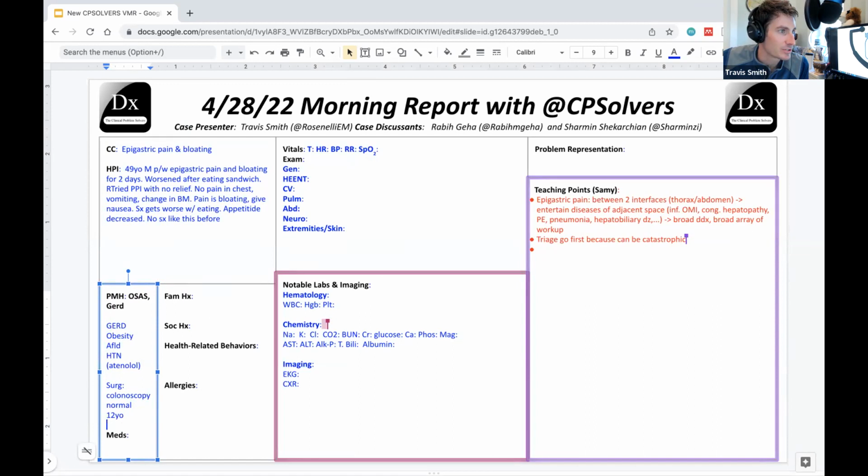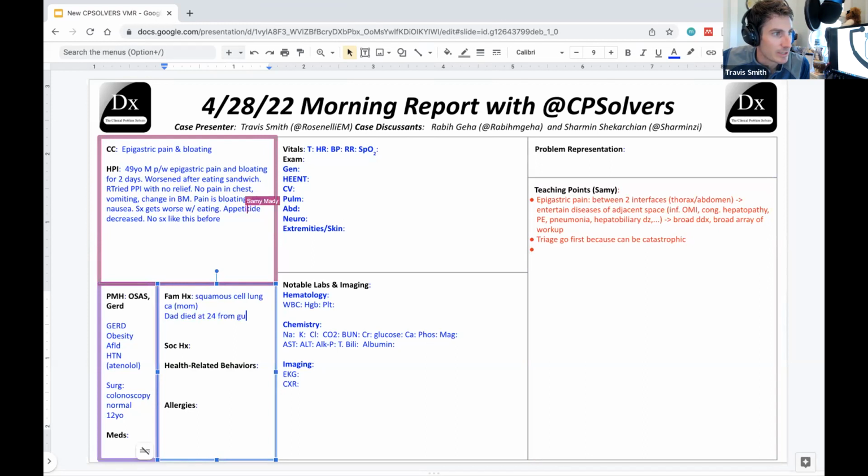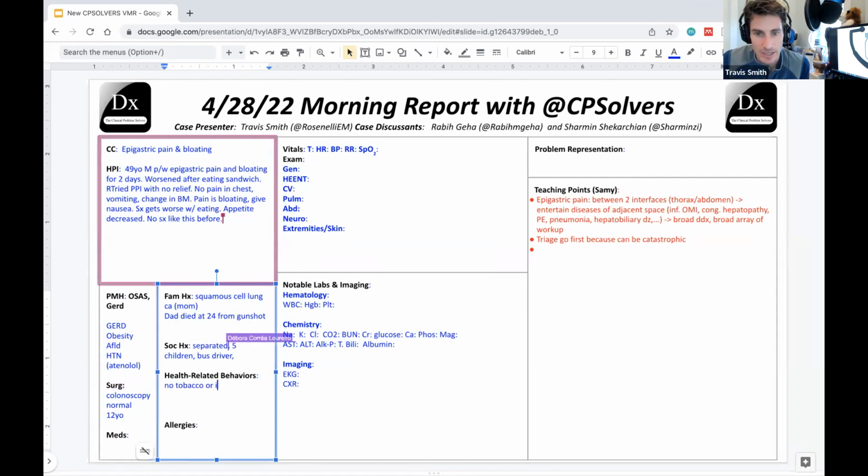Family history is just squamous cell lung cancer in his mother, and his father died at 24 from a gunshot wound. Social history: he's separated, 5 children. He works as a school bus driver and denies tobacco or illicit drug use. And he drinks several alcoholic beverages per week, probably 6 to 8.